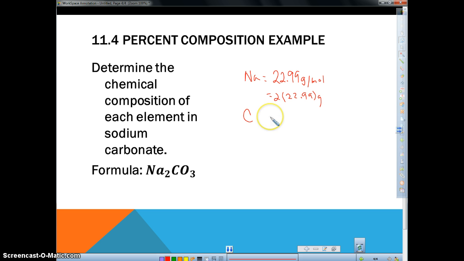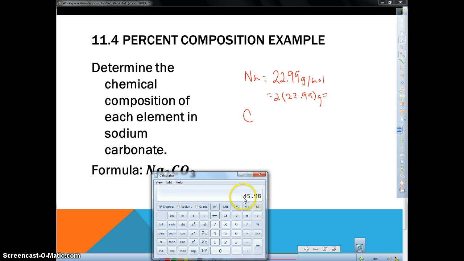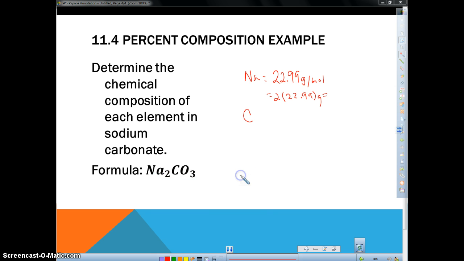Now, all you're going to do on your calculator is multiply 22.99 times 2, and that gives me 45.98 grams. So that's what sodium is contributing. That's how much mass sodium brings to the table, basically, when it comes with this compound.